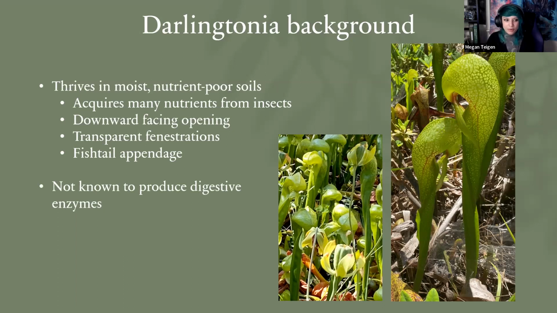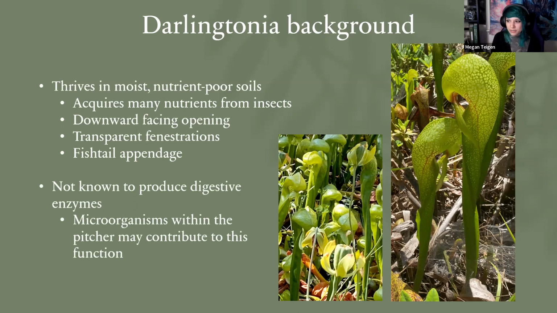Most related to my project is that Darlingtonia is not known to produce its own digestive enzymes. So most digesting organisms like you and me, for example, we eat our food and our body makes the enzymes that break down the food in our stomach. And we have our gut microbes, of course, but we put in a good amount of work too. Darlingtonia, however, likely heavily relies on the microorganisms that live inside of its pitcher, that call its pitcher home, to help digest these insects and make those nutrients available.